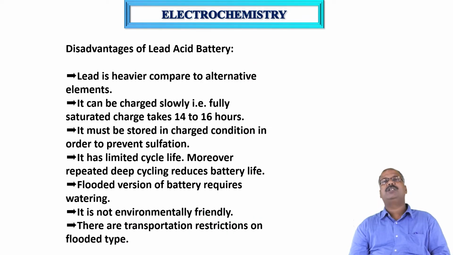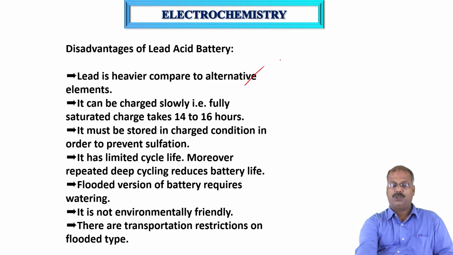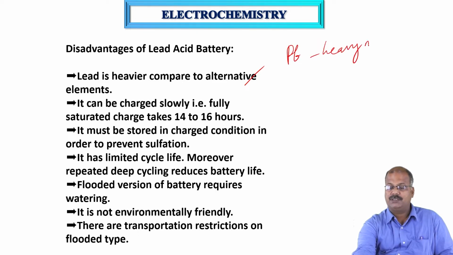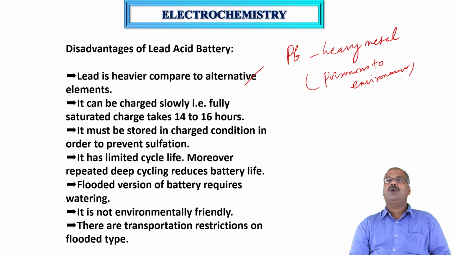Okay, what are the disadvantages? Lead is heavier compared to other elements. As I told, we can also say lead is a heavy metal, poisonous to the environment. So lead is normally avoided by people, but here, because of its characteristics, high usefulness and inexpensiveness, people are still using lead acid batteries.